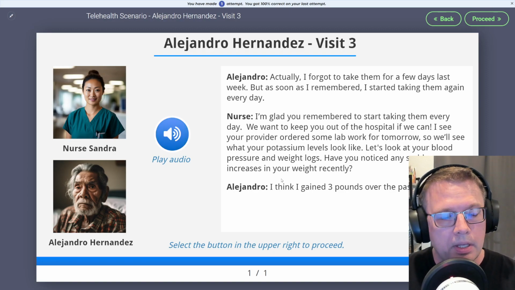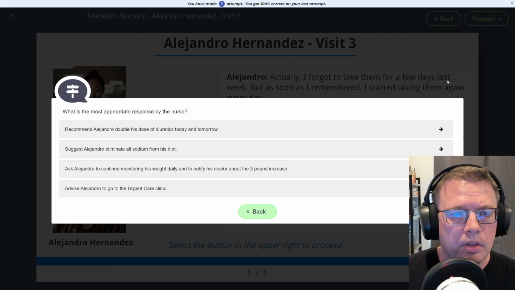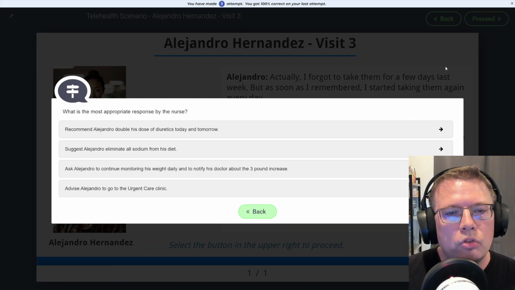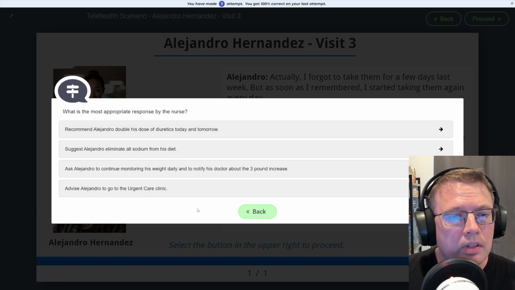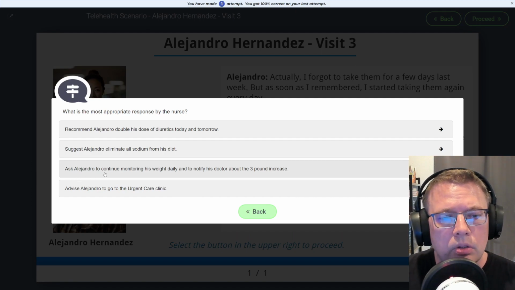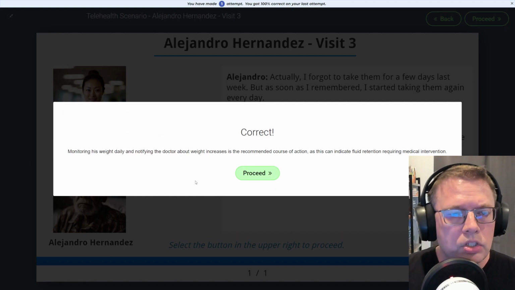Okay, so now we got some additional information to consider, and if we proceed, we'll go on to the next decision point. What is the most appropriate response by the nurse? Okay, once again, we're provided some different options here to consider. I'll choose this option here. Ask Alejandro to continue monitoring his weight daily and to notify his doctor about the 3-pound increase. Okay, that's the correct choice.